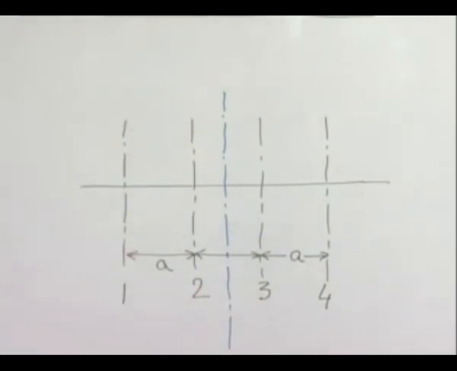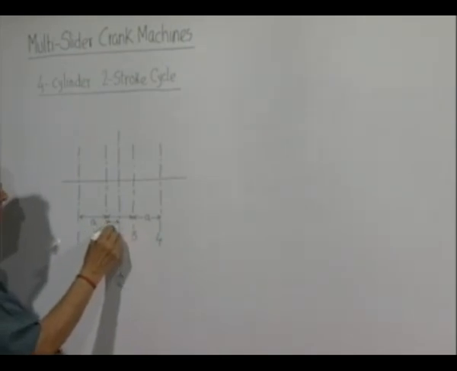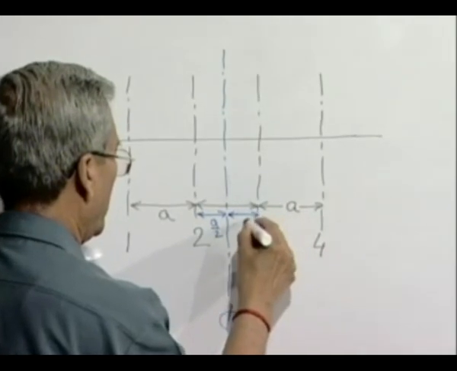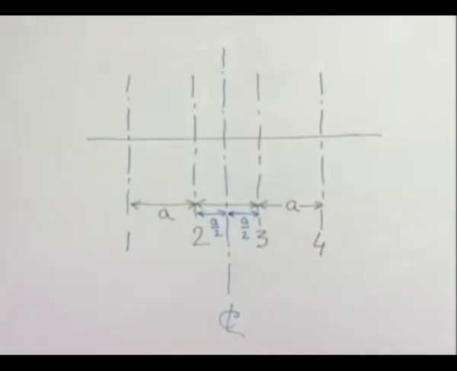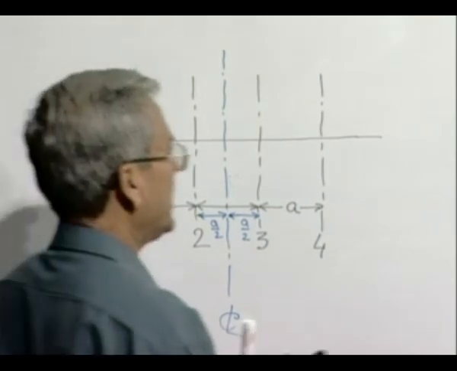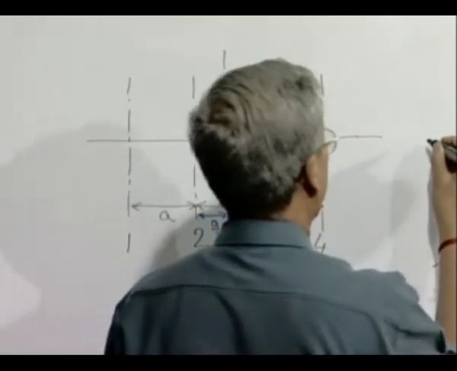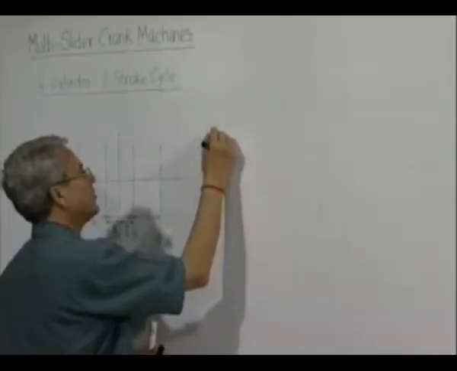This is the engine cylinder line, and obviously then this will be A by 2. Next we take the crank diagram, primary crank. First we will investigate only the primary forces and moments. So let us keep the primary crank as 1.